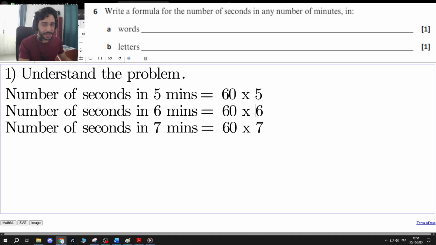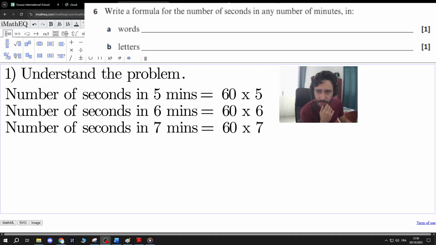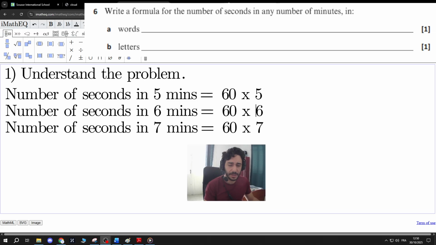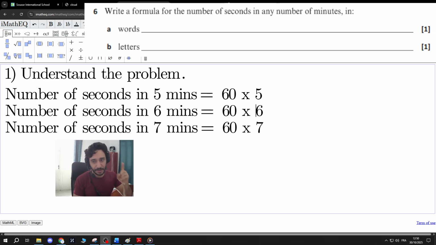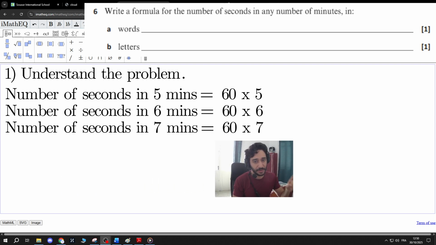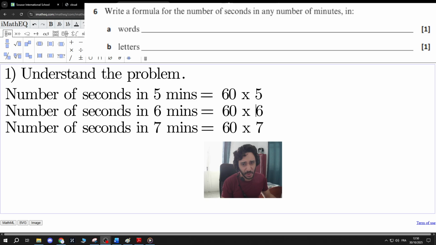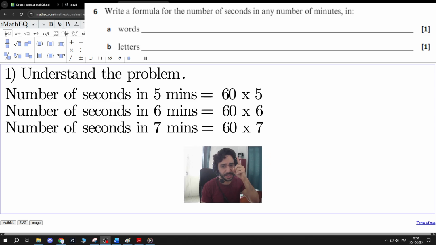Now, if you notice here, and I'm going to bring my camera for this, there are two things that keep changing: the 5 or the 6 or the 7, and the total amount as well. Now, the total amount, of course, changes depending on how many minutes there are, isn't that right? The only thing that does not change is the number 60, and that's for a very simple reason. Because I'm not going to wake up the next day and suddenly there's 62 seconds in a minute. It's always going to be 60 seconds.